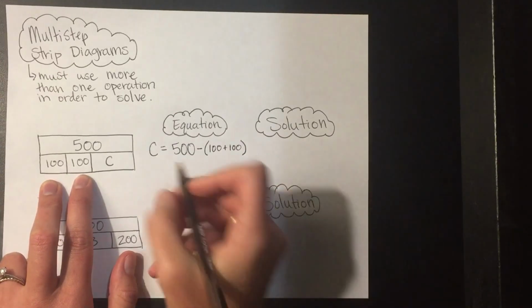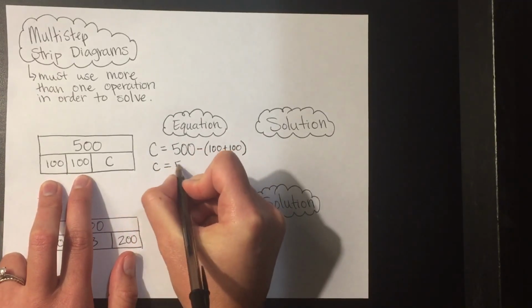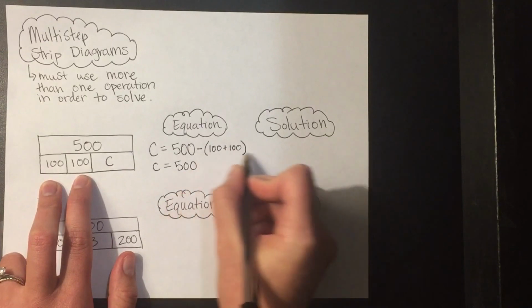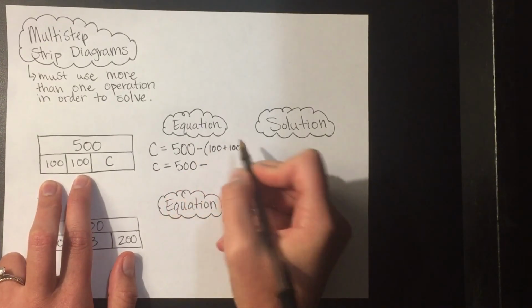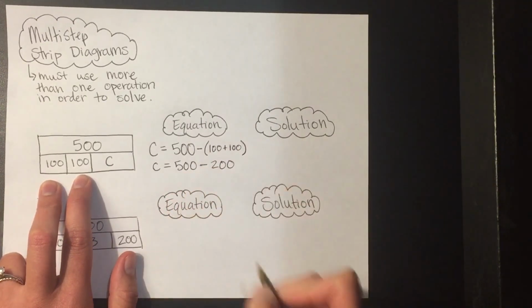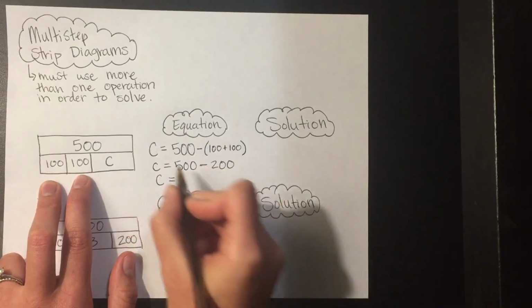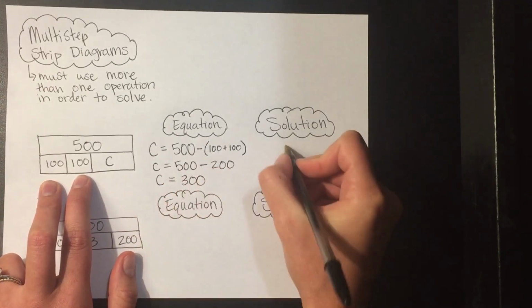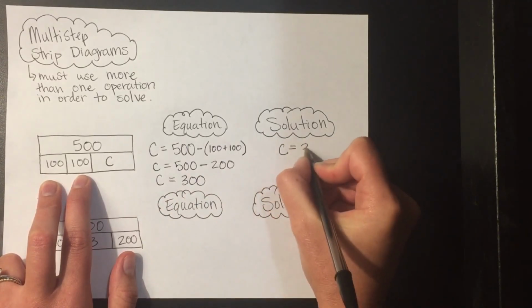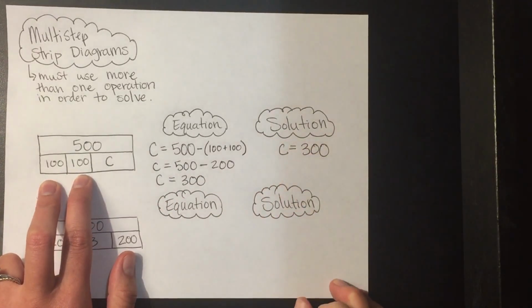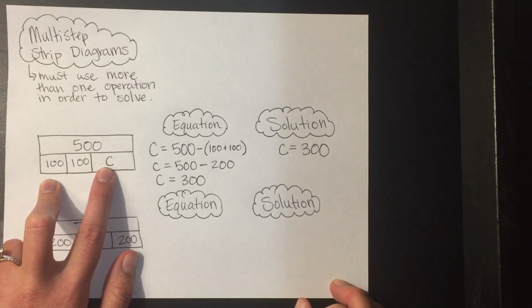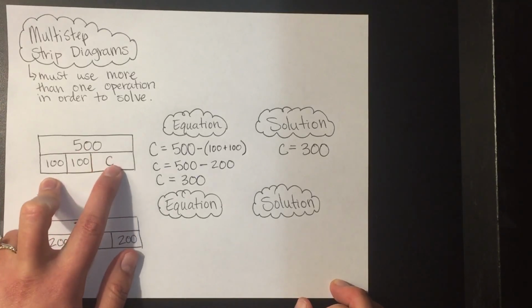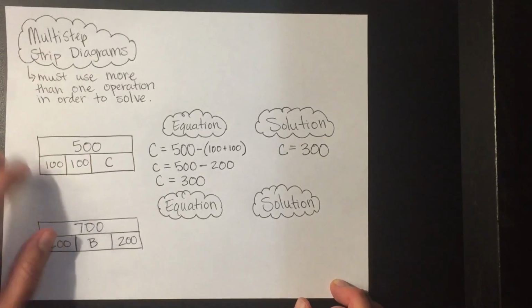So 100 plus 100, so I'm going to solve what I can, starting always with what's in parentheses. So 100 plus 100 is 200, and then C equals 500 minus 200 would be 300. So your solution is C equals 300. And when you plug it back in to check, 100 plus 100 plus 300 does equal 500.